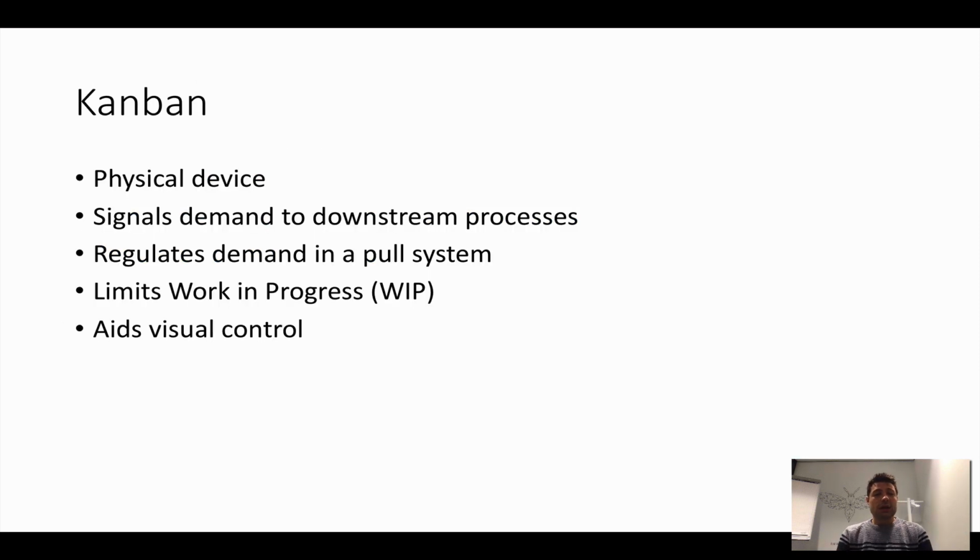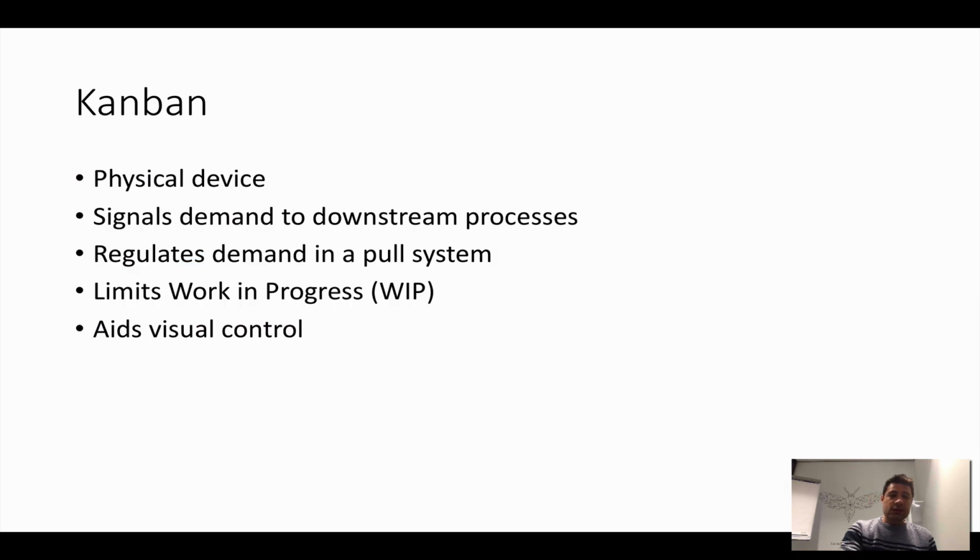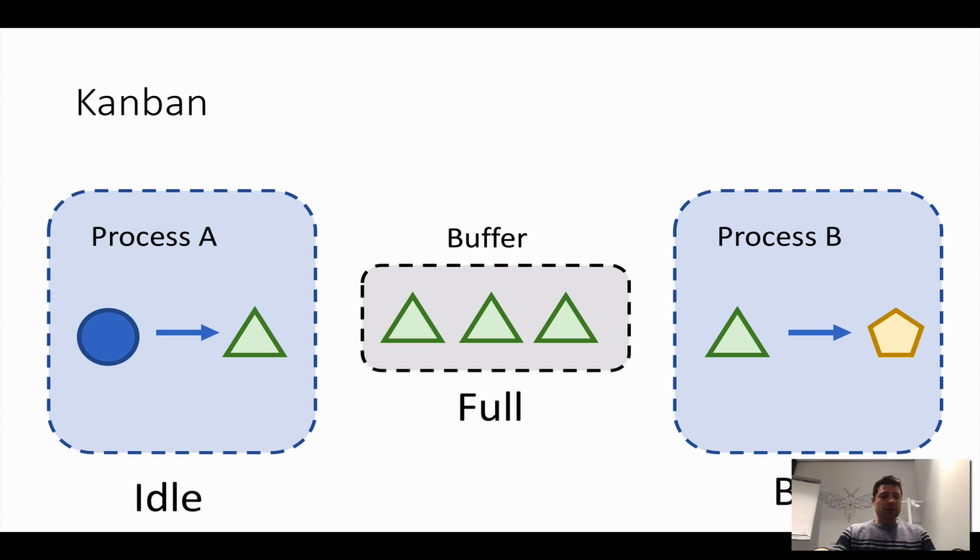Then we discussed Kanban, and Kanban is this physical device that helps us to see how our process is going. We have many stages, many tasks that we need to do, and the Kanban lets us know which stage is more overloaded, and if the next stage has input to start working. So there is some sort of visual control that helps us to see what's going on with our process. In this slide, I say it signals demand to the downstream process, and this means, well, imagine that we have many different tasks.